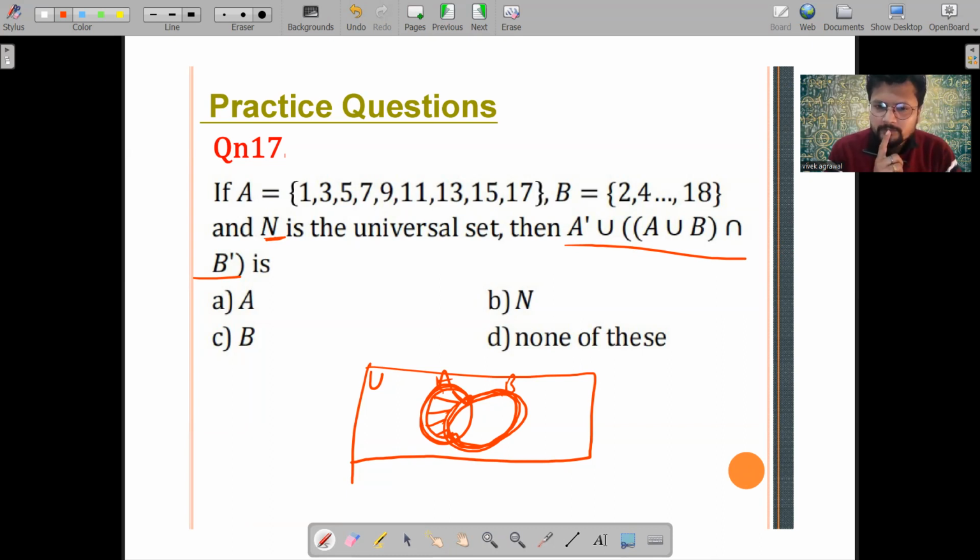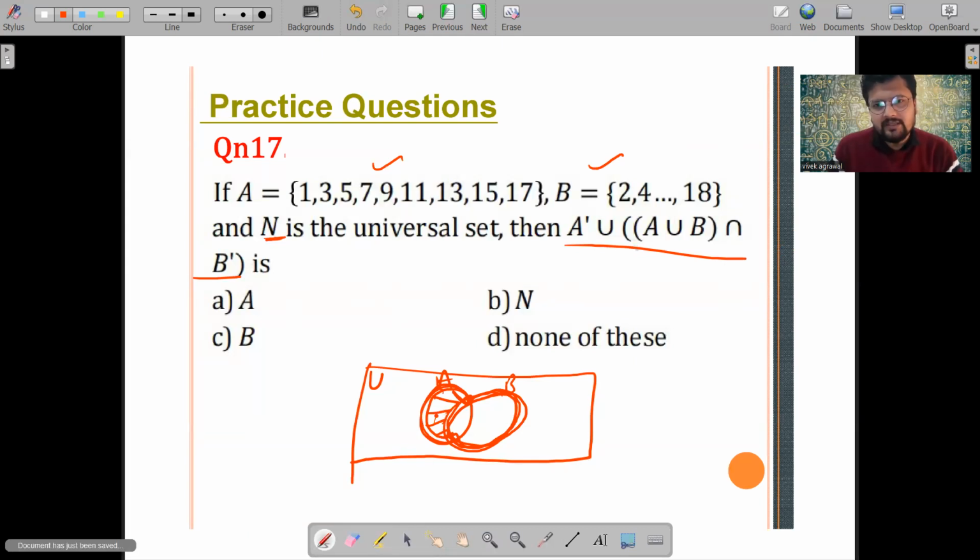Yes or no? But yes, sir. But these two sets are disjoint, where A is odds and B are evens. For now, yes, the values are given like that only. But we can take it in general like this, yes?